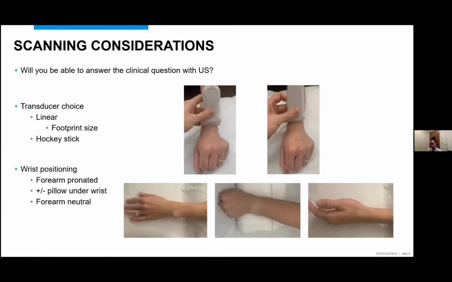And then positioning. So for the vast majority of the dorsal wrist scan, there's two positions that I use. There's some exceptions to this, but typically it's going to be the forearm pronated, and that can be plus or minus under a pillow for patient comfort and opening up things like the radiocarpal joint for ease of access through procedures, or the forearm in a more neutral position.